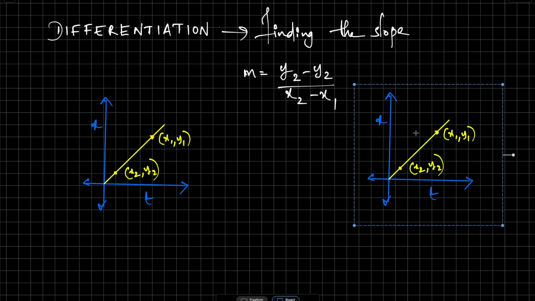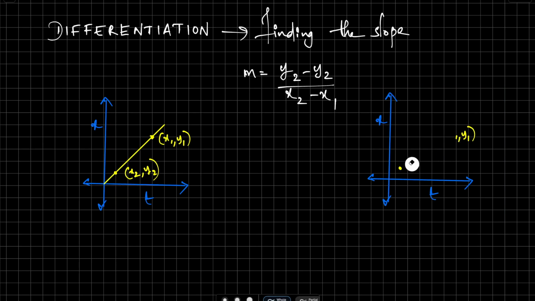Okay, this is my second graph. In this graph, I have a curve instead of a straight line. So how do you find slope for this curve? The problem is slope at different points are different. At this point, if you want to find the slope, draw a tangent, find the slope of that tangent line. That's the slope of this point.